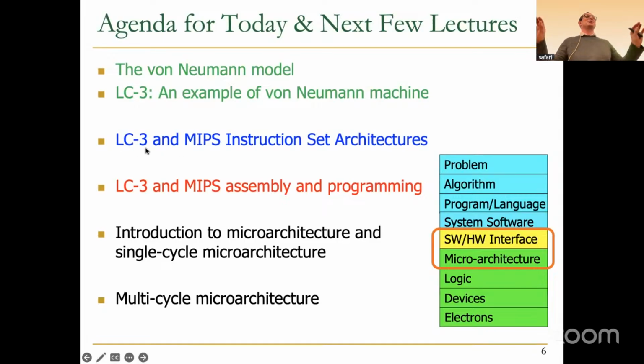LC3 is the Little Computer 3, which is an educational ISA. MIPS is a real ISA that's used in the field. And there are many, many other instruction set architectures like x86, ARM, RISC-V, etc., that we're not going to talk about. And then we're going to talk a little bit about assembly and programming. So we're really going to talk about programming interface to hardware today.